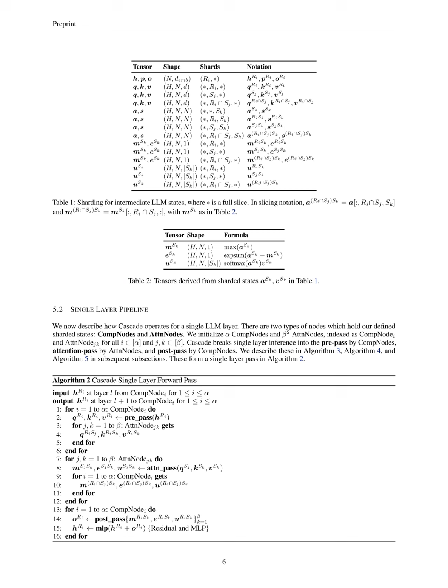Section Summary. In this section, we describe how Cascade operates within a single layer of a large language model, LLM, using two types of nodes, comp nodes and atom nodes, which handle sharded states. The process involves a prepass by comp nodes to prepare query, key, and value states, followed by an attention pass by atom nodes to compute attention scores, and concludes with a postpass by comp nodes to finalize the output for the next layer's inference.